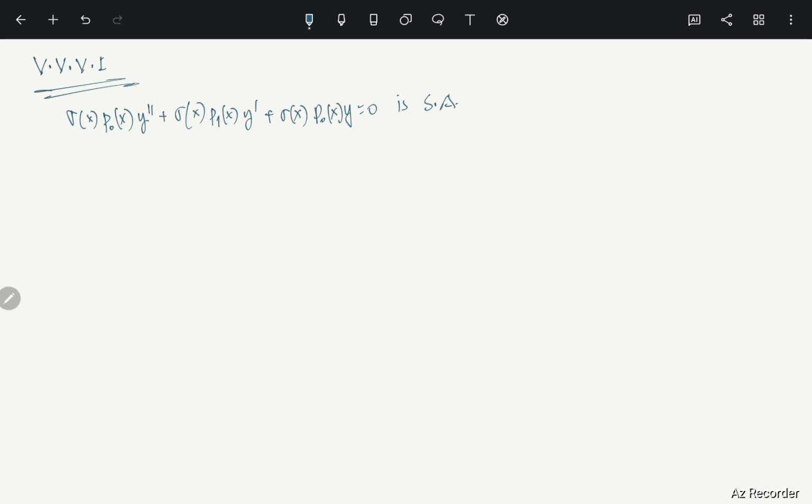Clear? Okay. So I am going to deduce something, and I am using a few facts here, so please understand this. See this equation, let's call this star. Star is self-adjoint, and its solutions are also its integrating factors.